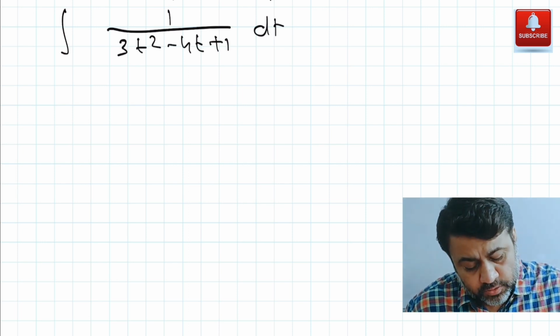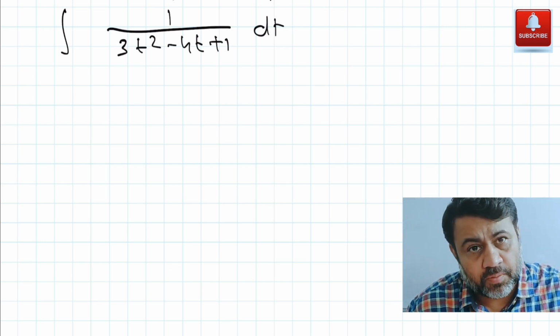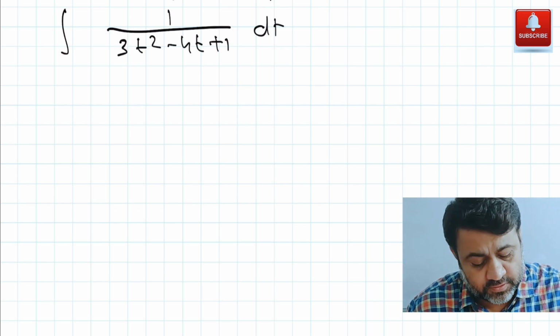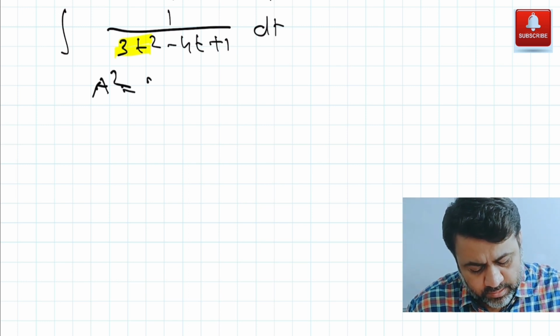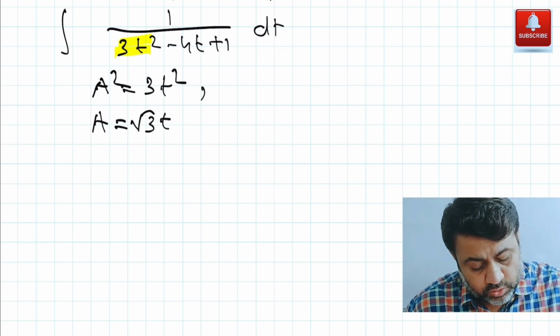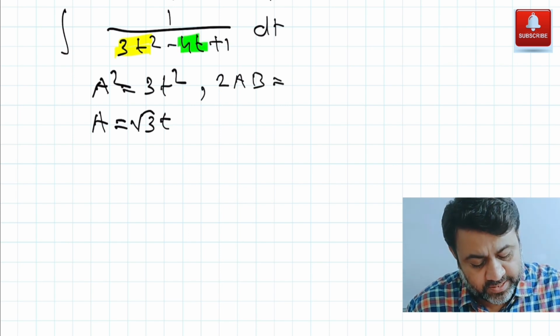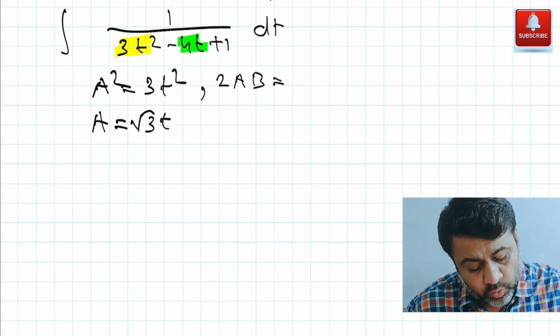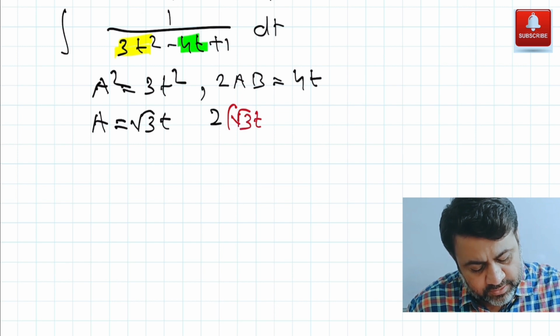Let's try. So what we have here is, if you remember the method from the previous sessions, I always take a square as the first term. So I say a square is 3t square. So what will be a? A will be under root 3 times t. So what is 2ab now? 2ab is the second term I always take. Second term here is 4t. So 2ab here is 4 times t. I substitute the value of a. Value of a we have taken as root 3 times t.